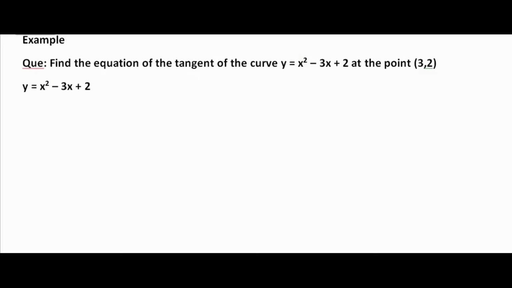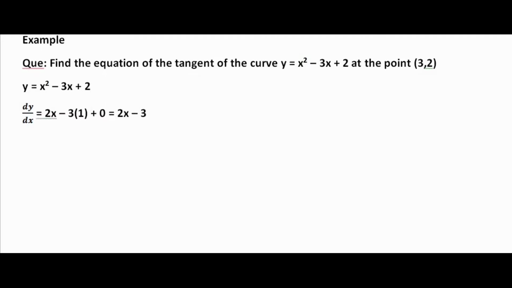So let's differentiate the equation of the curve. You know the differentiation. If you differentiate, we get dy by dx is equal to 2x minus 3, because the derivative of x square is 2x and the derivative of 3x is 3 into 1, plus the derivative of a constant is 0. So we get 2x minus 3. That is the derivative dy by dx.